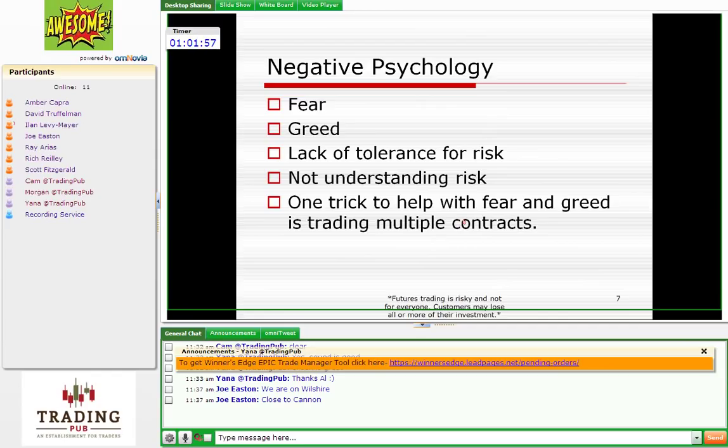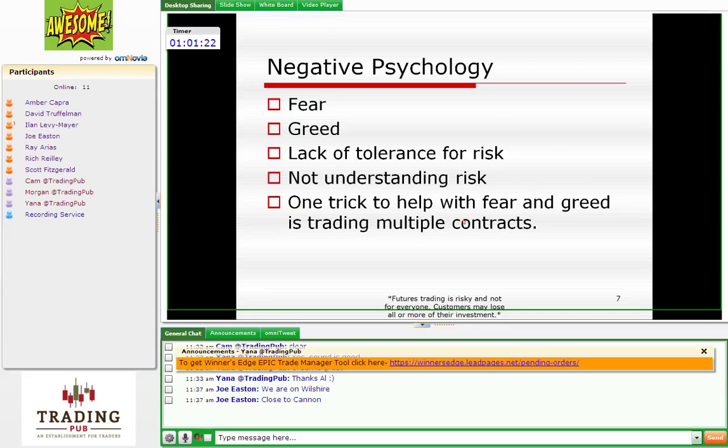Okay, so talking again about negative psychology for a minute: the fear, the greed, not understanding risk. All this can really create a situation where you're trading and you're not feeling comfortable. Your stomach is really tight, your hands are sweating, you probably drank a few cups of coffee and you're dying to go to the bathroom, and you don't want to leave the screen because you're just not in the right frame of mind. You're not in the right psychology of trading, in my opinion.